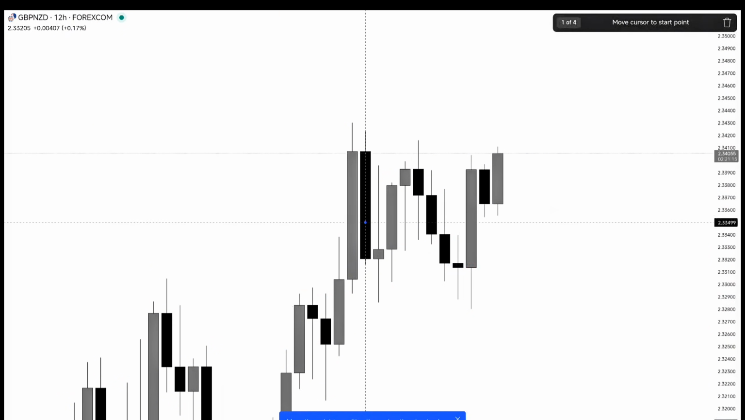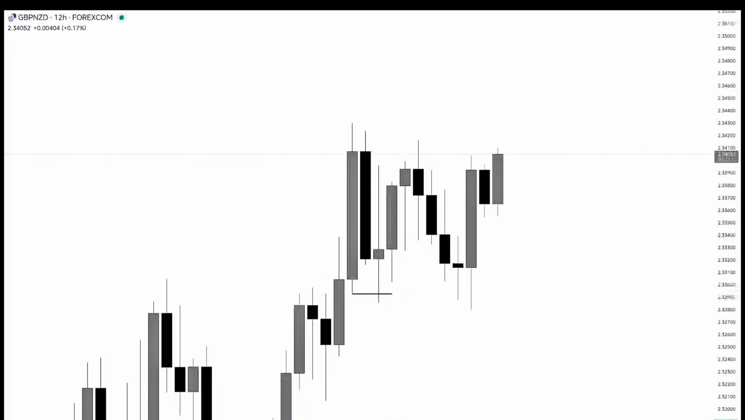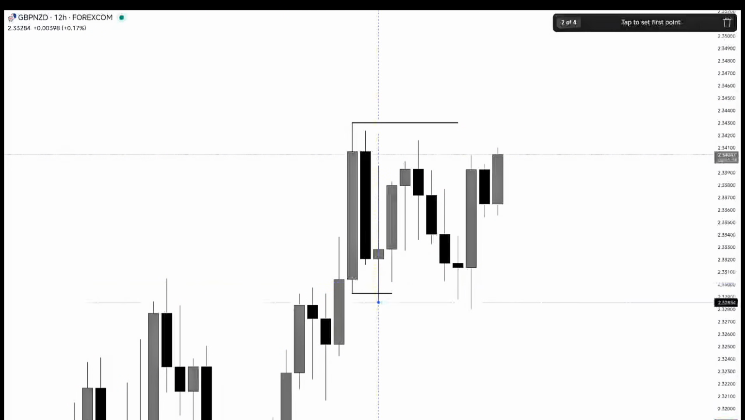So just take a look at this. You have this particular low here, this particular low here, and we have this particular high, the CRT high, right? So let's take a look at that. So this is like an inside bar CRT. These are examples of a CRT.